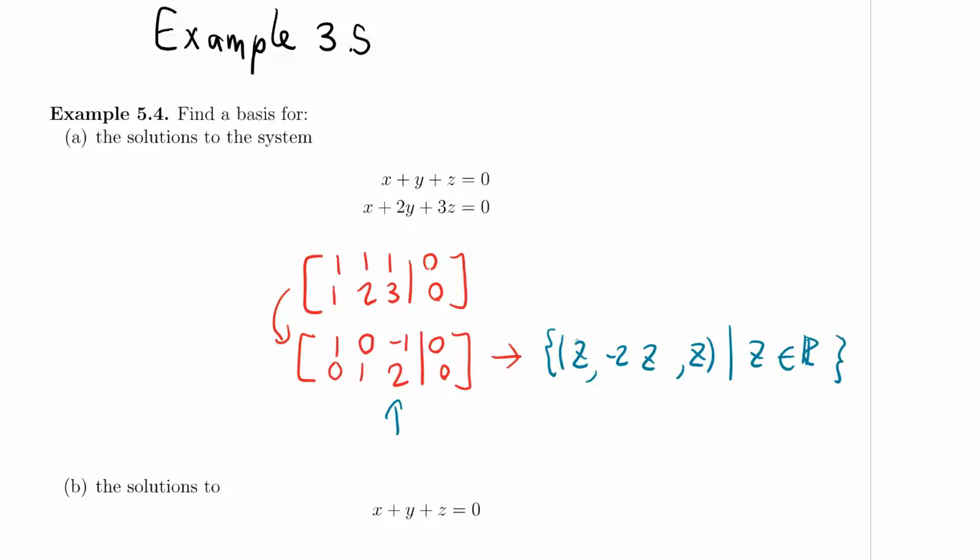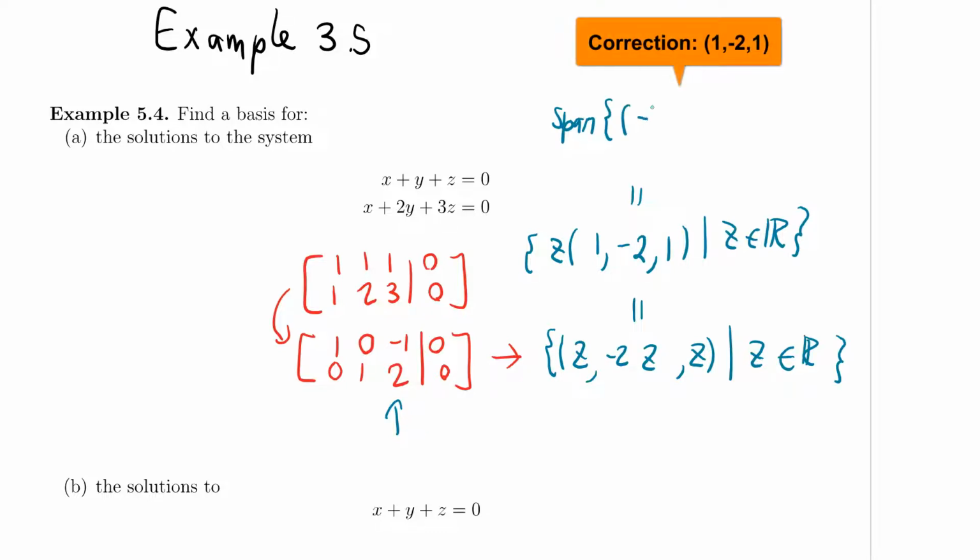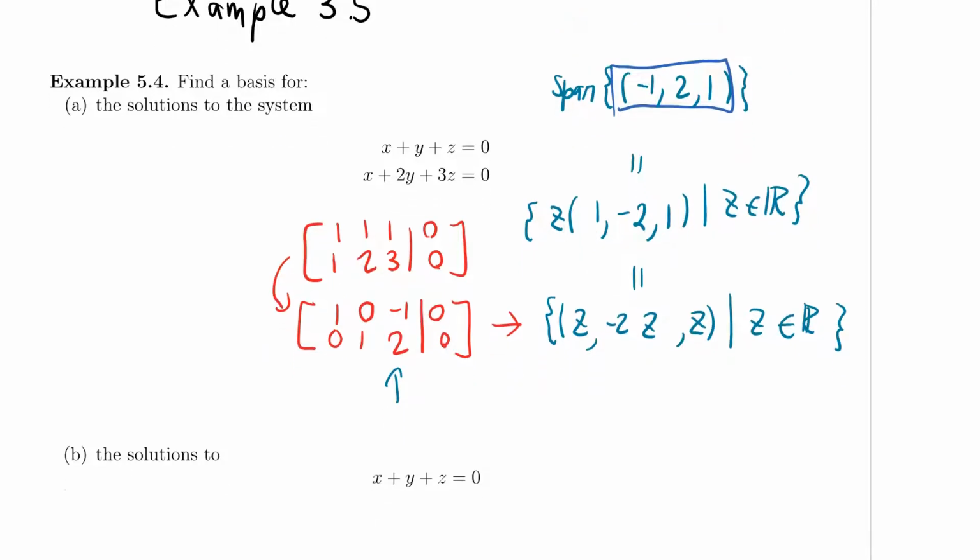So notice how I can actually pull the c out. Any vectors of the form c, negative 2c, c is actually just c times 1, negative 2, 1, where c is in R. Now you should see this set is actually just the span of this vector 1, negative 2, 1. So that actually makes this vector, 1, negative 2, 1, automatically the basis for the solution for this system here.